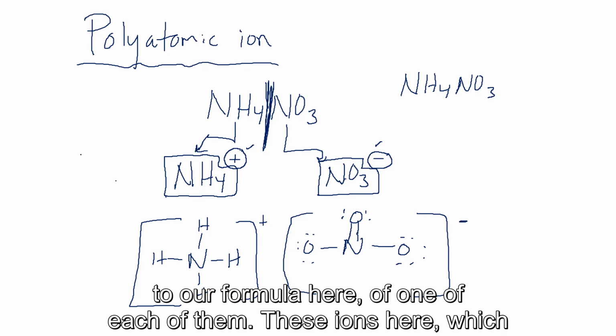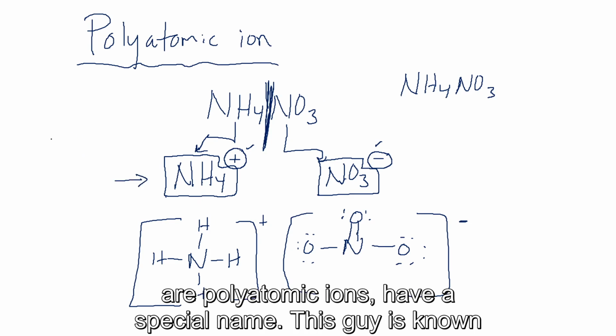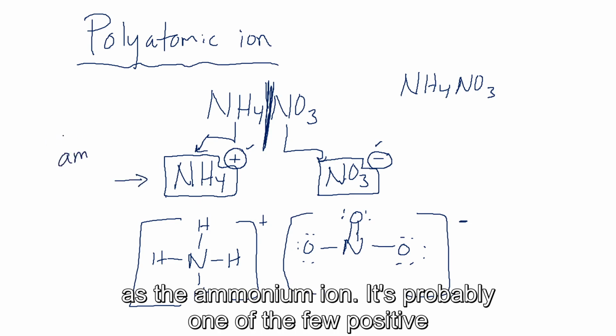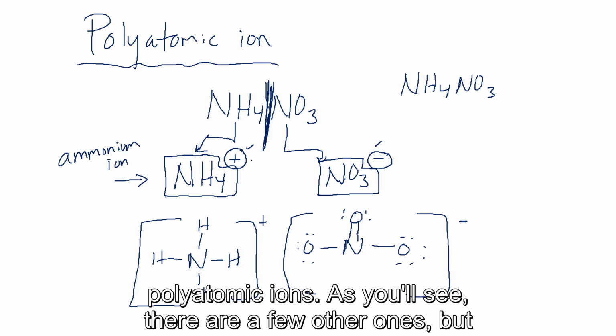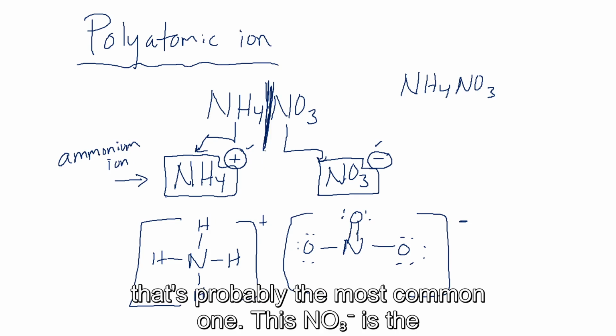These ions here, which are polyatomic ions, have a special name. This guy is known as the ammonium ion. It's probably one of the few positive polyatomic ions that you'll see. There are a few other ones, but that's probably the most common one.